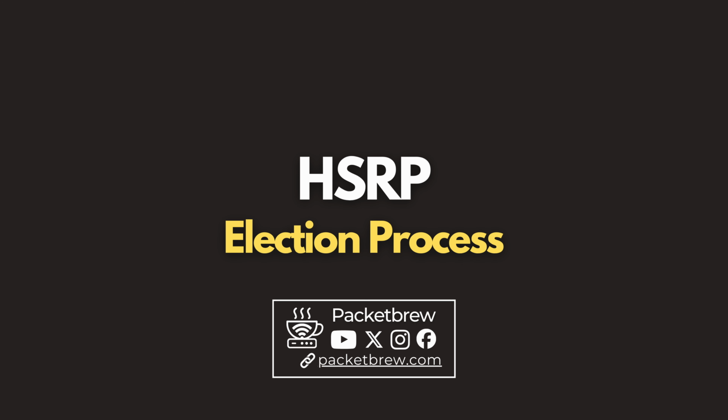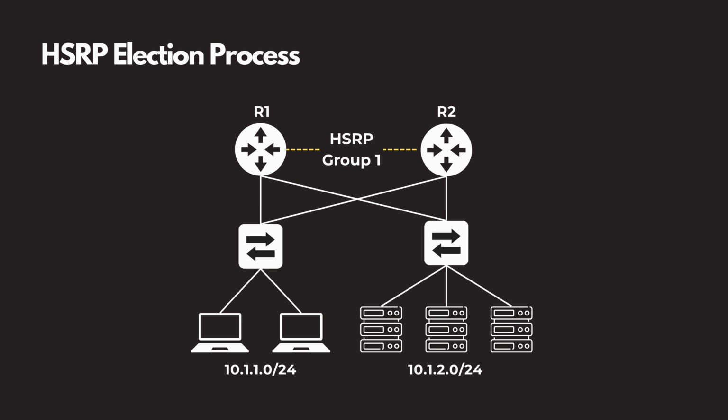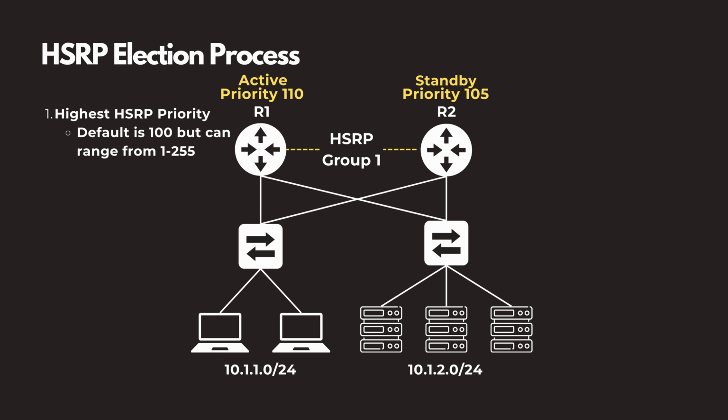How does HSRP identify the active and standby router? Routers in the group undergo a process of election based on the following parameters. First, they check the priority value. The router with the highest priority value wins the active role. It has a default value of 100 upon configuration, but it can range from 1 to 255. In case there's a tie, the router with the highest physical interface IP address will be used as the active router.